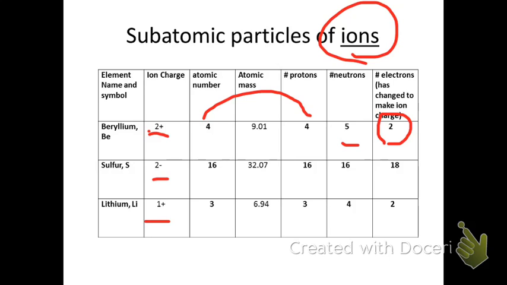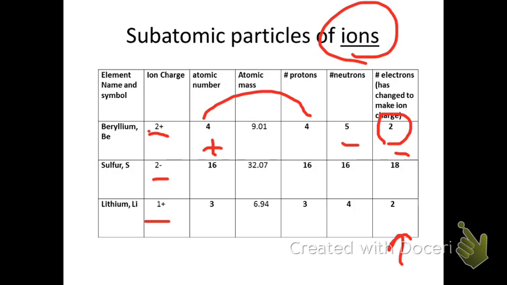So since your ion has a net charge of positive 2, that means we now have 4 positive charges and 2 negative charges. Positive 4 plus negative 2 equals a positive 2. So to make ions, it is always your electron number that changes.